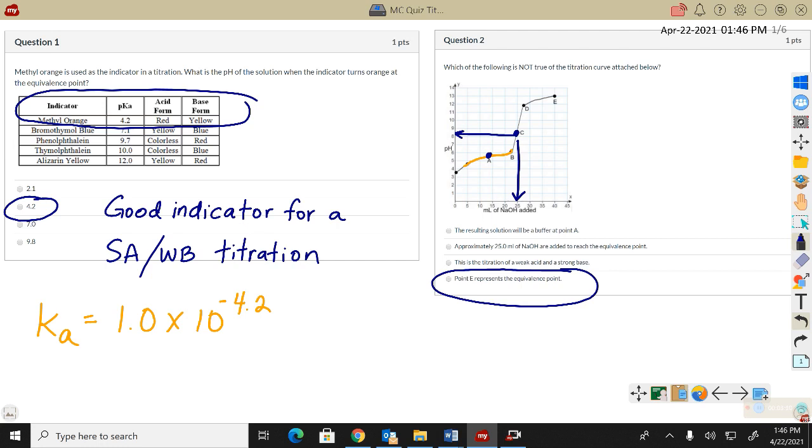So not true is point E. E is not the equivalence point. It's just some point after the equivalence point where I've gone too far and in this case added too much base.